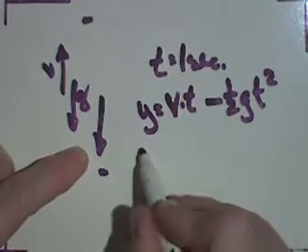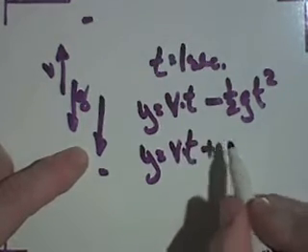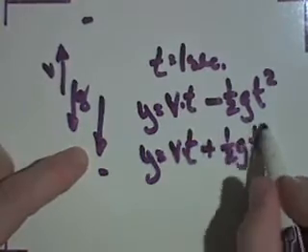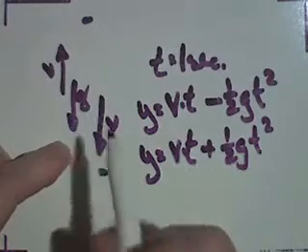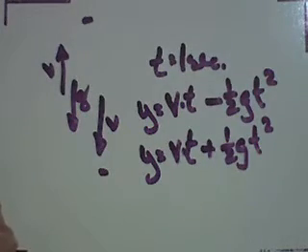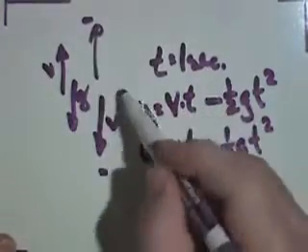Going downwards, however, the equation becomes V_i t plus 1/2 g t squared, because in this case the velocity vector and the gravity vector are acting in the same direction. And so you would add them together, and that would give you a different distance, and then you could just find the total distance between them after finding that.